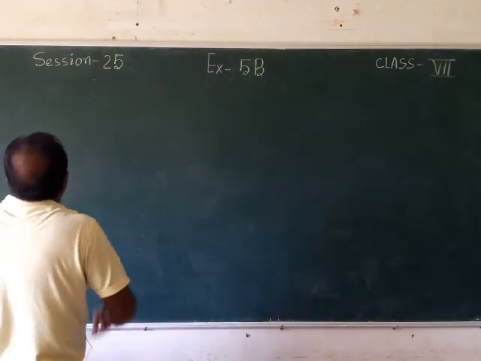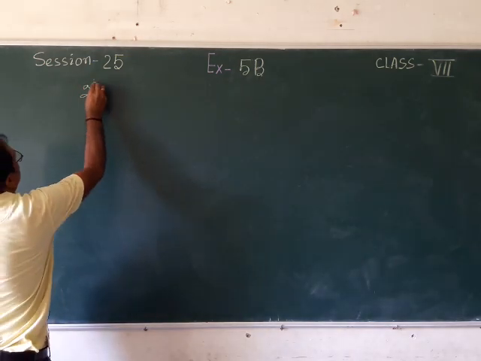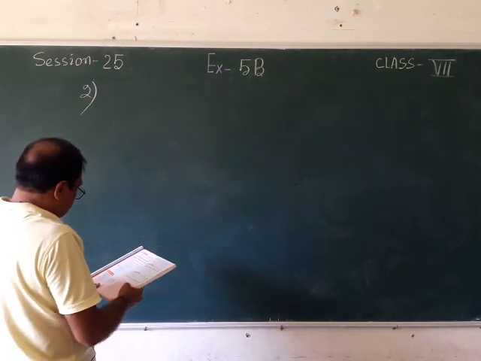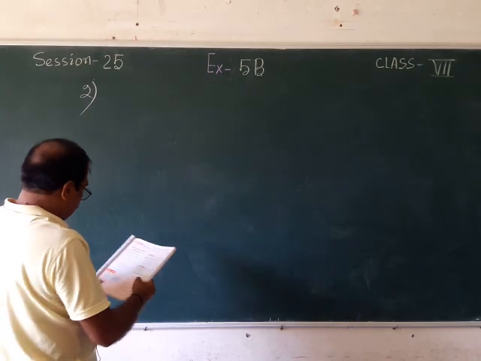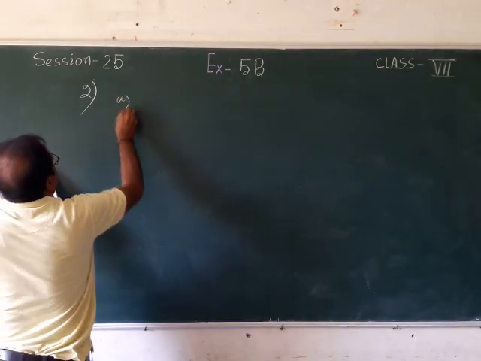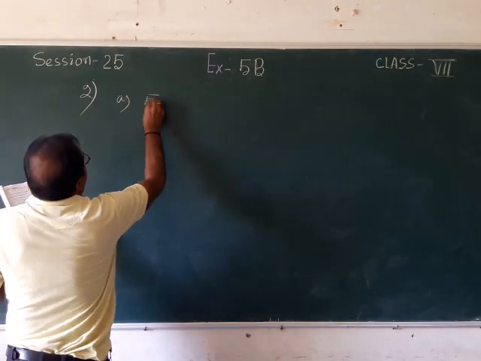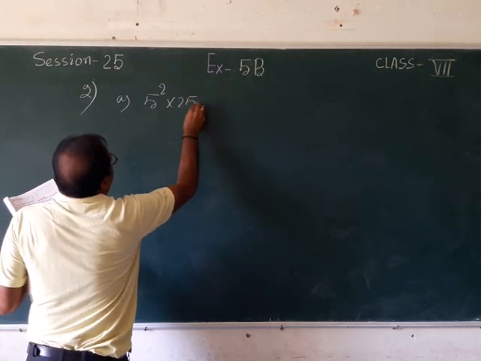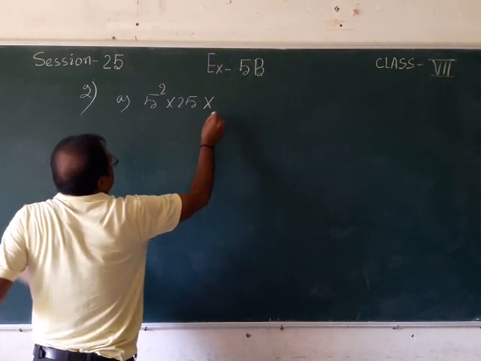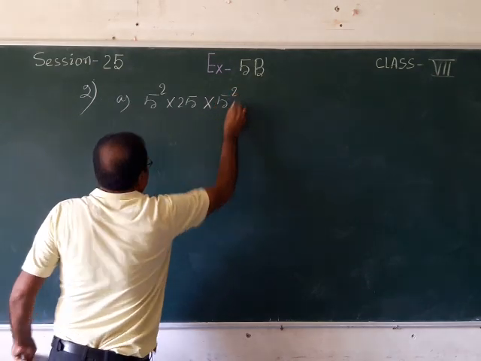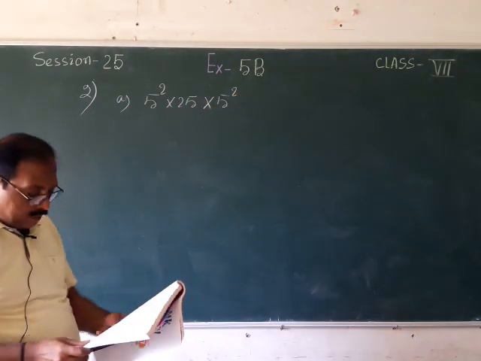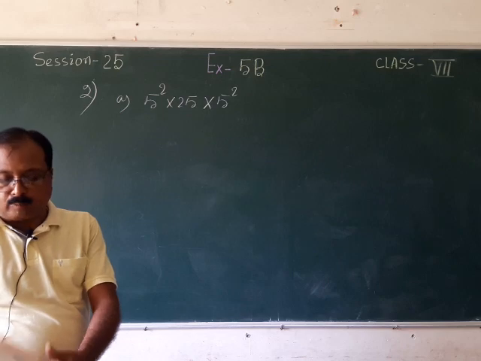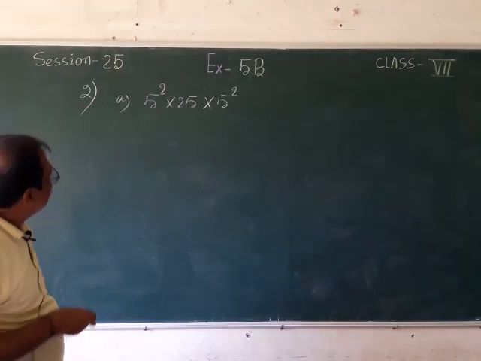So here question number 2 is there. Question number 2, simplify the following using the laws of exponent. Here question A is 5 to the power 2 multiplied by 25 and multiplied by 5 to the power 2. So you need to simplify using the laws of exponent. How can you simplify this question?